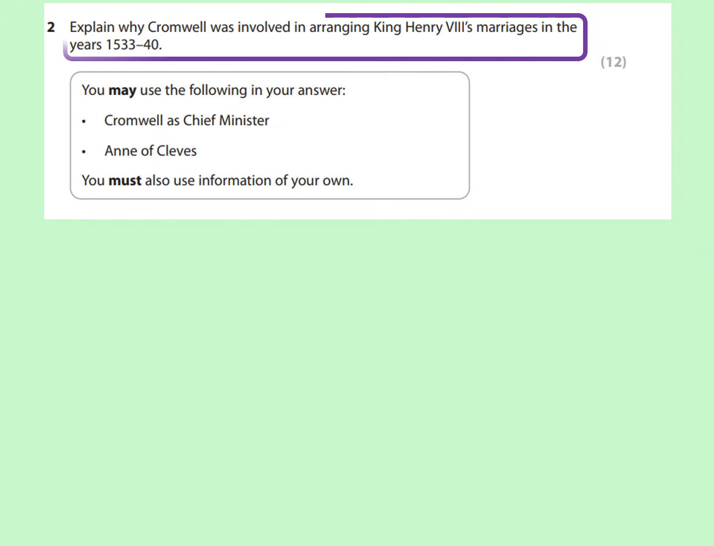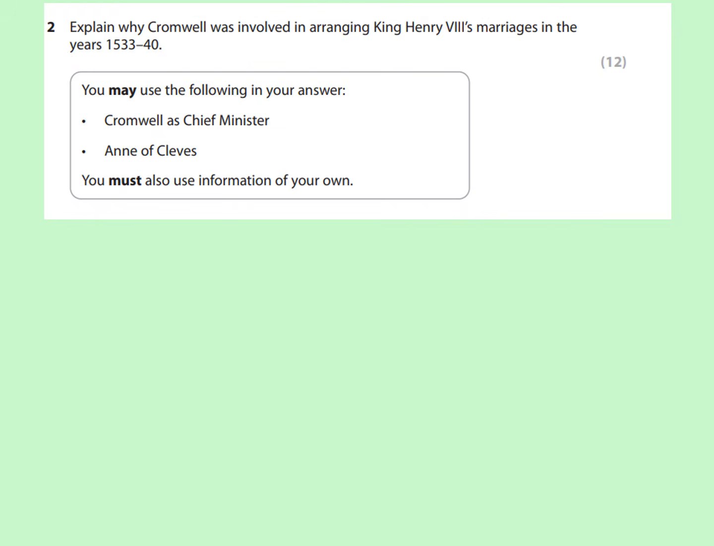So what's this question actually asking about? Well, it says, explain why Cromwell was involved in arranging King Henry VIII's marriages in the years 1533 to 1540. So it's probably going to be more about arranging the marriage to Anne Boleyn rather than just the annulment from Catherine of Aragon. It'll have some relevance looking at Jane Seymour, but also Anne of Cleves, who's one of our stimulus points. So let's see what this question actually requires of you.